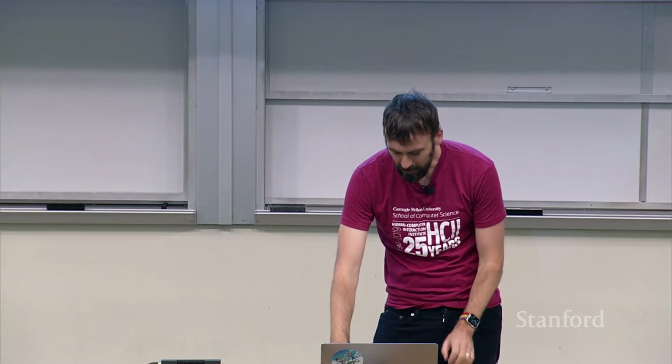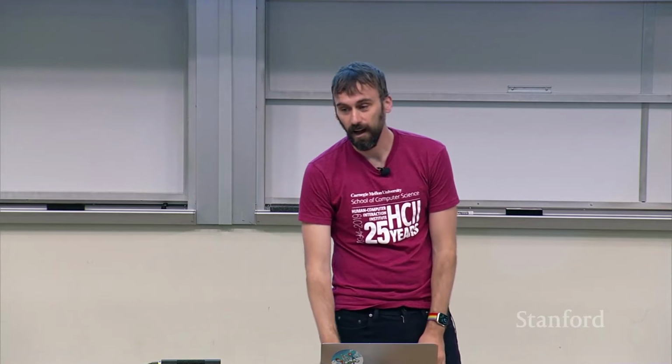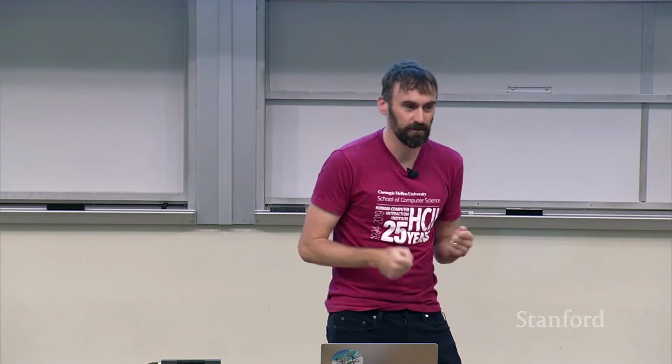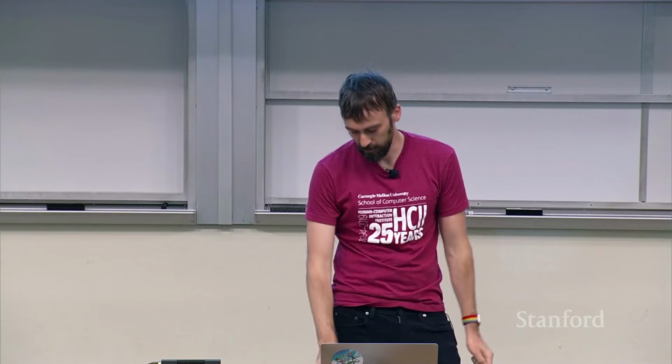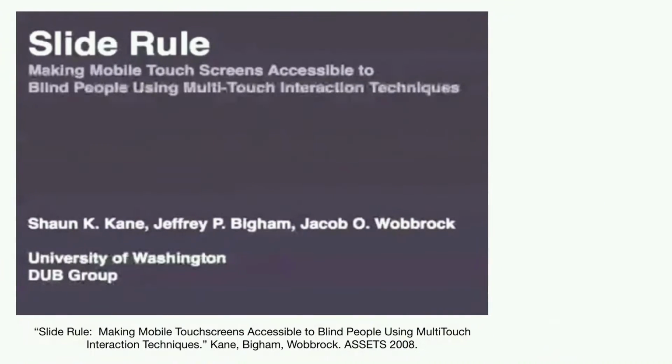When new technology is introduced, one thing we do in accessibility is race to figure out how we are going to make that accessible. This is kind of an old example, but I really like it. It's a project that I worked on with Sean Kane and Jake Wobbrock when I was at the University of Washington about 12 years ago. The idea was that the iPhone had come out, and we really wanted to be able to use it non-visually. At the time, there was no screen reader on it. This has all changed now, but how were we going to do that? We developed a system called Slide Rule. I'll play a video of it working.